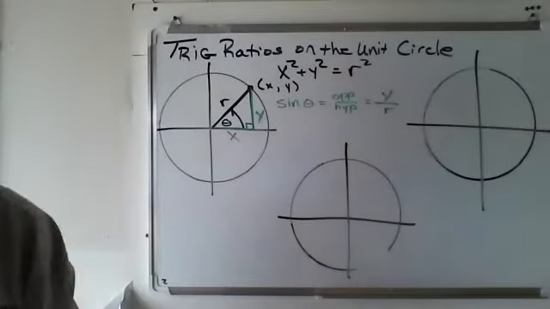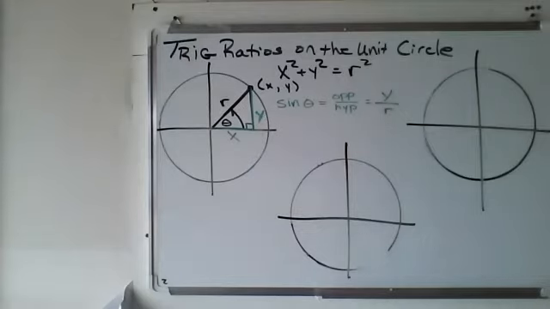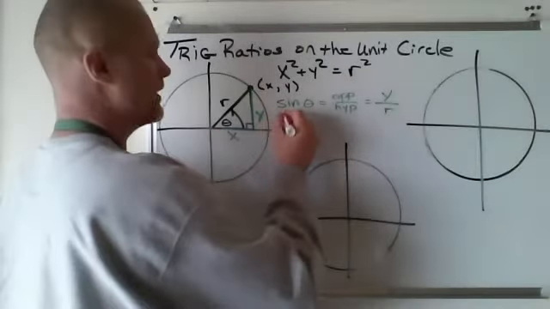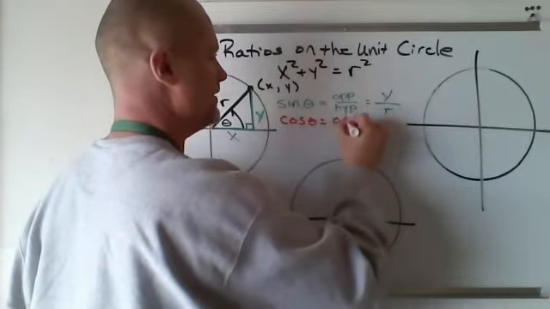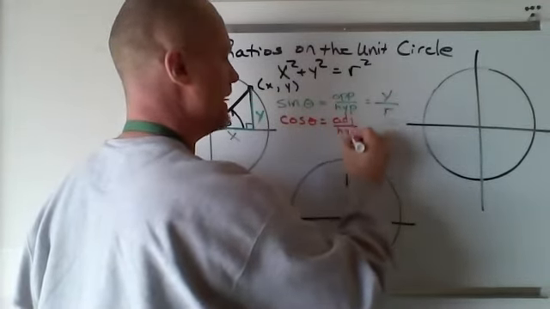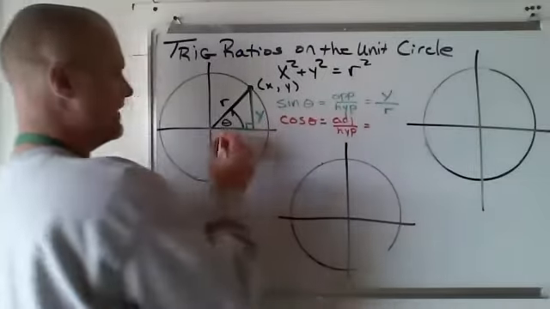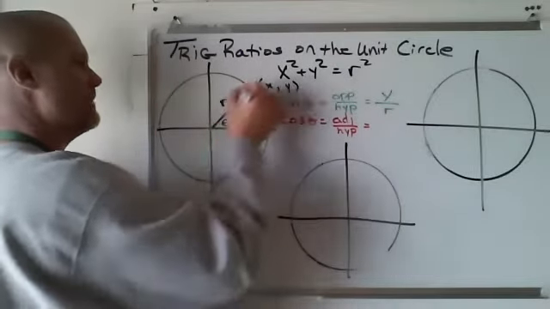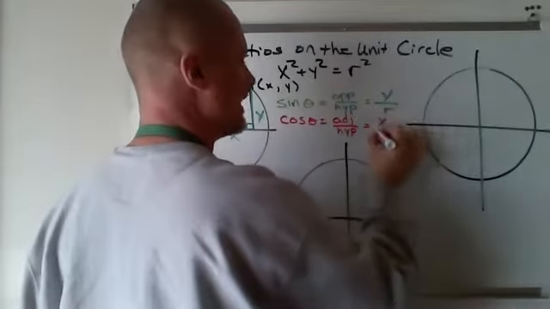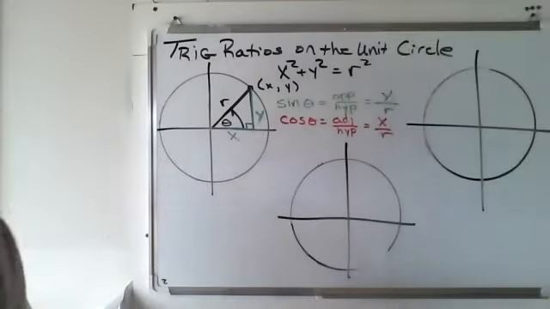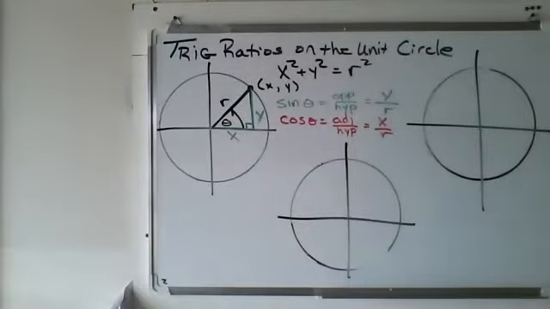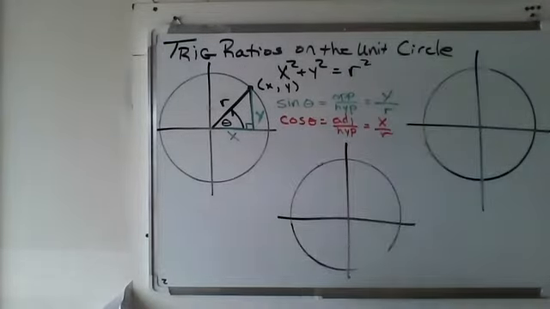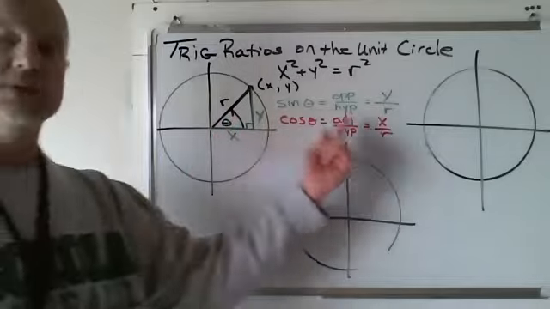And what about the x? How's the x related? You got it. The cosine of the angle is the adjacent divided by the hypotenuse, which is, the adjacent to this would be x and the hypotenuse would be r, so that's x over r. So if I want to link up that angle of rotation to the x and y coordinate, I can do it with sine and cosine.